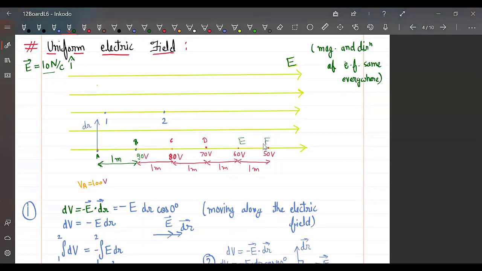And I want to write the electric field between 2 points. At equal intervals of length, the potential drop will be by the same amount. So if here the potential is 100 volt and the field is 10 Newton per Coulomb, then after every 1 meter, potential will decrease by 10 volt. So 100 volt will become 90 volt after 1 meter, and that will become 80 volt after 1 meter, because 10 Newton per Coulomb.